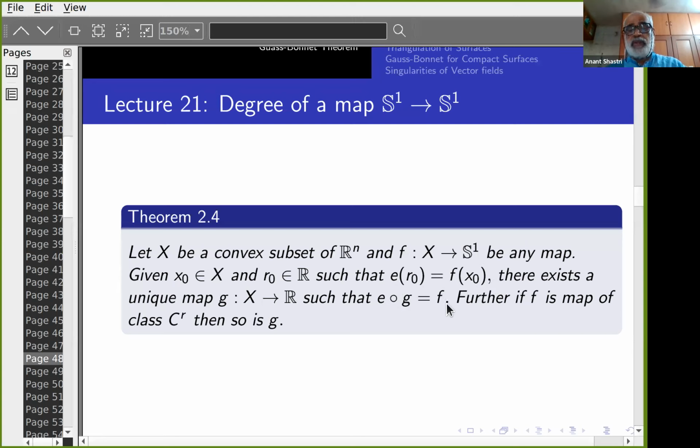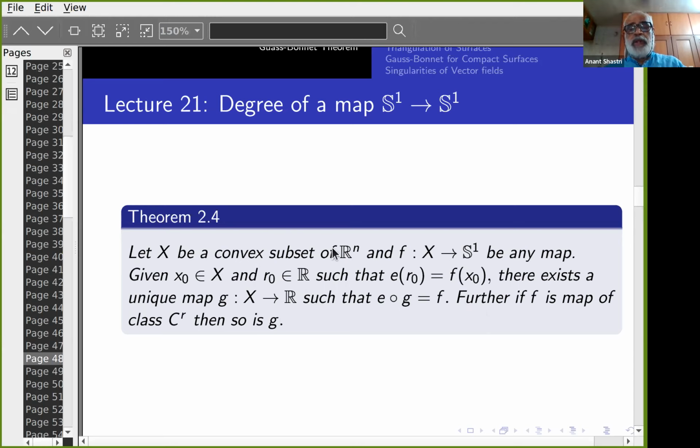So this f can be lifted to a unique map g. Moreover, if f is, say, of class C^r, then g is C^r. If f is smooth, then g is smooth. If you just say f is continuous, then you can say only g is continuous. So this is the conclusion of this theorem.